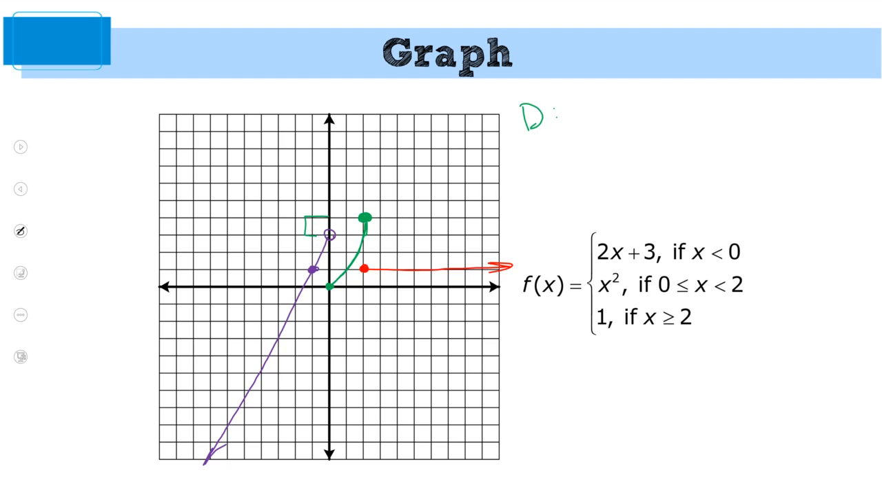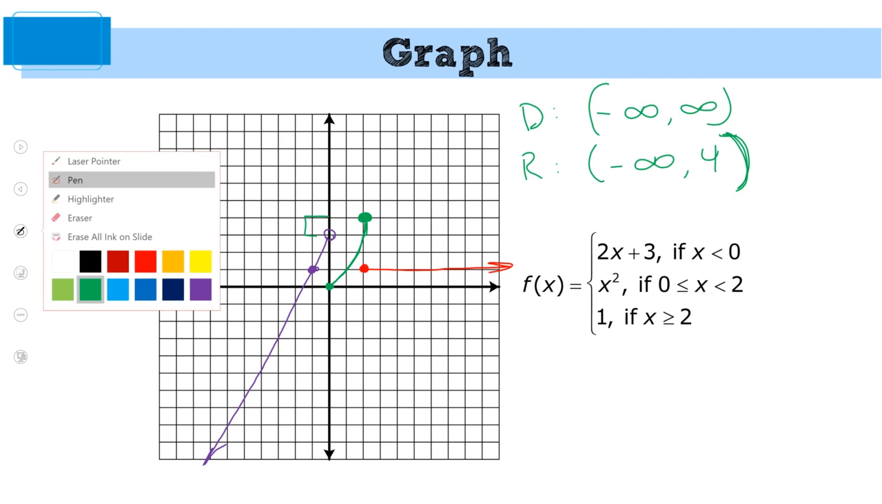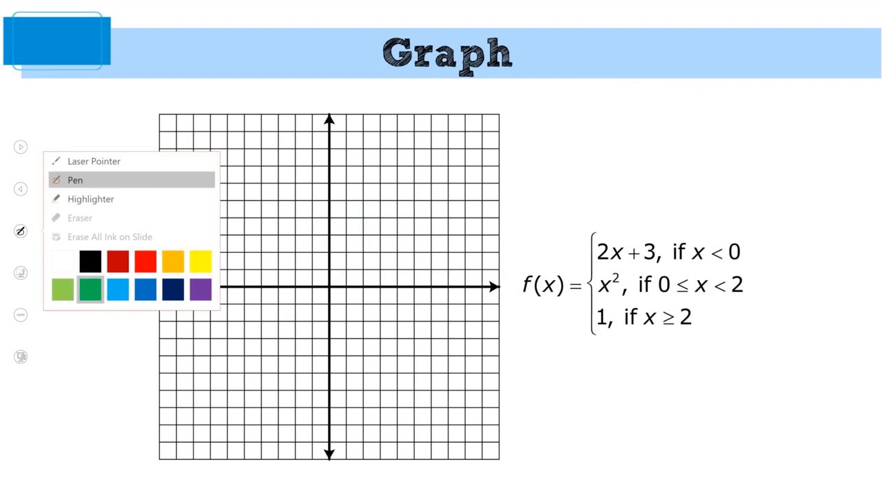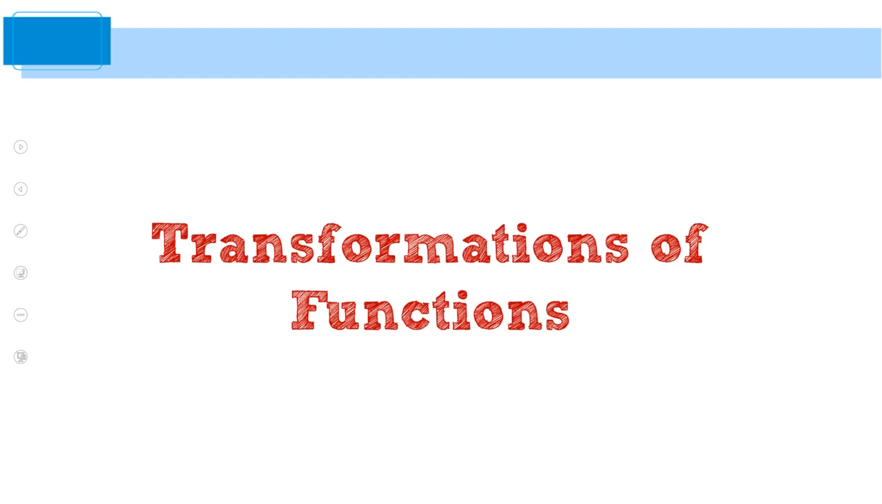So the domain was negative infinity to infinity, and the range was negative infinity to 4, not including 4, because that should be an open circle. Well done. Any problems with that? Still review, yes? Okay, good. And if you had forgotten about it, hopefully this is helping you a little bit along the way.